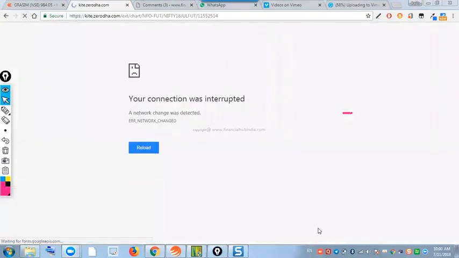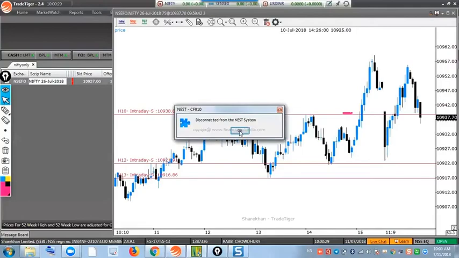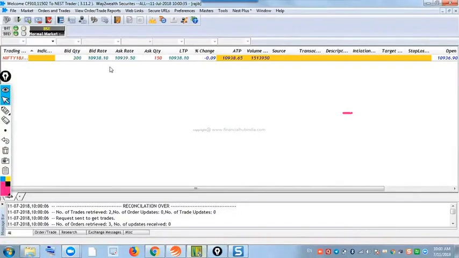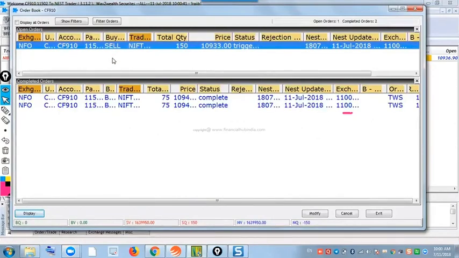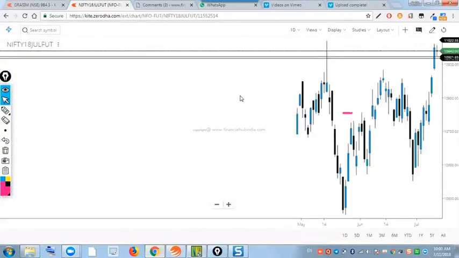Oh wait, so we are recording yet? I've just changed my internet, so I don't know whether my stop loss is already hit or no. Everything got disconnected, you know. Okay, it's going on. So stop loss is hit or no? Go to pending order. No, it's not hit yet. It's still showing in there.